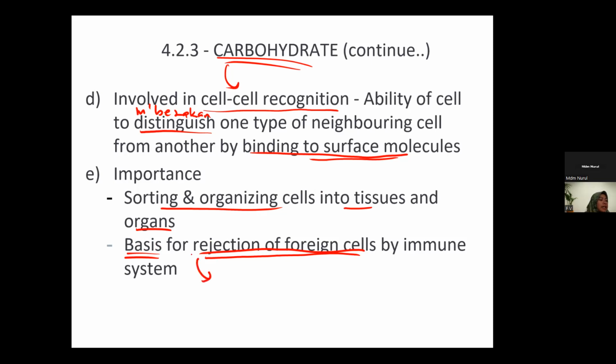Contoh, rejection masa bila? During apa? Transplant. Transplant tissue ataupun transplant organ. Okay. Right. It is a basis of rejection of foreign cell. Rejection ataupun penolakan oleh sel asing. Penolakan sel asing. Ini sel asing ya. Oleh kita punya immune system.